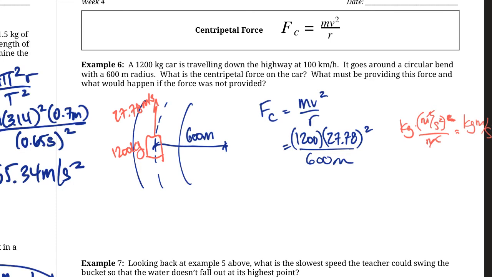Okay, 1,200 times 27.78 squared divided by 600 gives us a centripetal force of 1543, or, to two significant digits, 1,500 newtons. Okay? So that's the centripetal force. What does that mean, though, for this car driving down the highway? Well, to make it turn around this corner, it needs to experience this force. And what direction is the force going again? It's always towards the center of the circle.